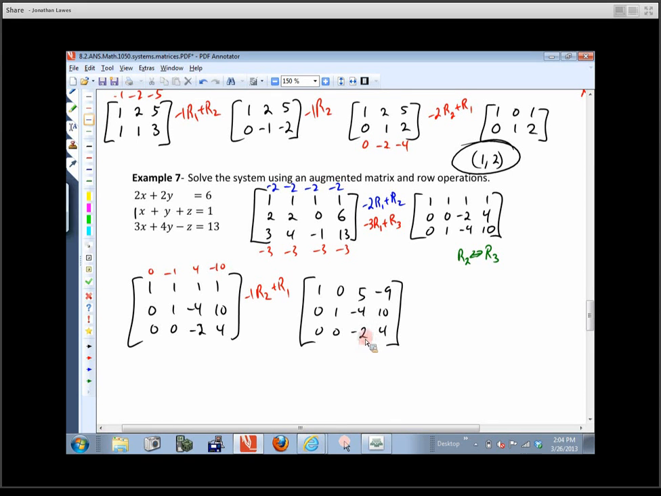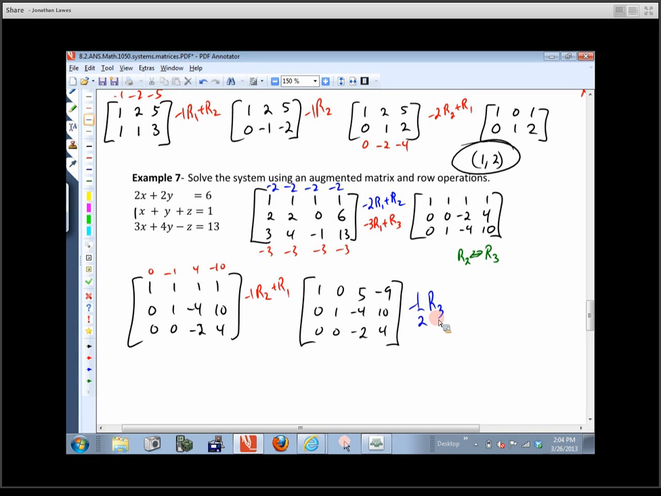All I need to do now is get rid of that -2 and make it a +1. What's the easiest way to do that? Multiply by -1/2. Or divide by -2 if you wanted to. Okay? We're going to multiply by -1/2 times row 3.